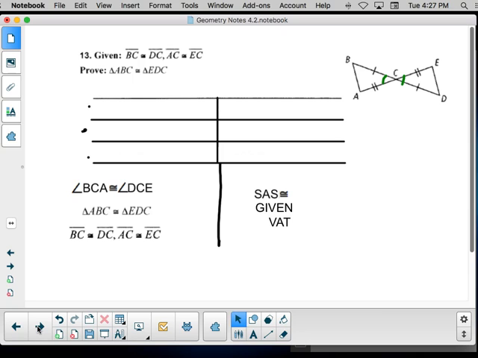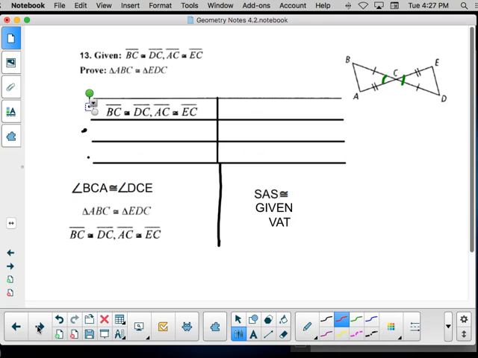Well, welcome back. My first thing, let's get our given down. I got segment BC congruent to segment DC, segment AC congruent to segment EC, and I've got my step 1. That's my step 1, and my reason 1, given.